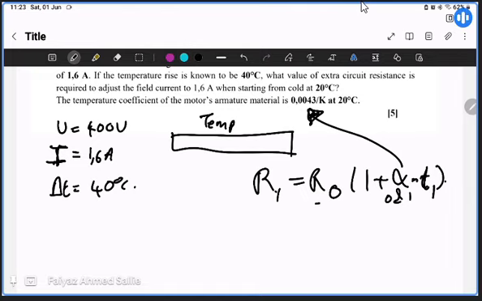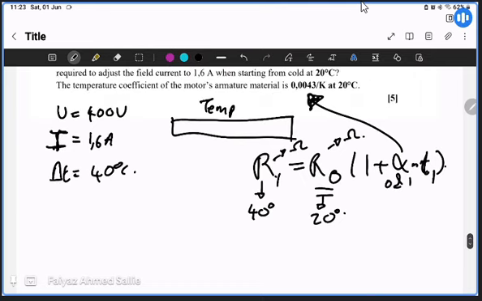So we are looking for this. So the resistor 1 is going to be 40 degrees, and then this is going to be 20 degrees, right? So this is ohms, and that is ohms. So let's solve the equation.